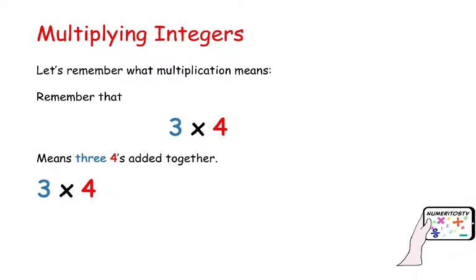This in reality means 3 4s added together. So 3 times 4 in reality means 3 4s added together. Instead of writing 4 plus 4 plus 4, you can just say 3 times 4. And if you add these numbers, the answer is 12.